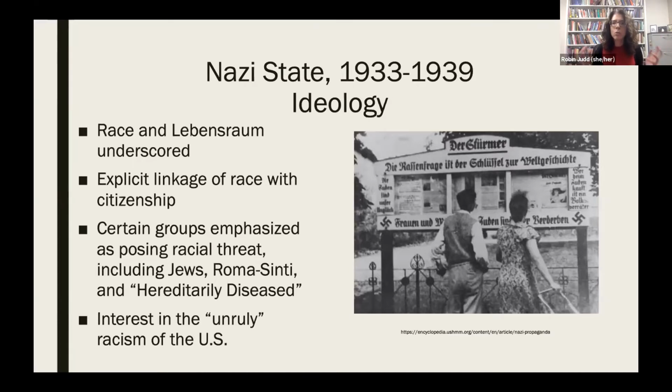And those include Jews and Roma Sinti, but they also include those who are hereditarily diseased. And as early as 1933, the Nazi state enforces sterilization. And in 1939, it begins the so-called euthanasia program, or the T4 program. And in this period of 33 to 39, there's a lot of attention on the United States. There's fascination with the so-called unruly racism of the US, and there are questions as to how to separate the unruly racism of the United States from the very organized racism of Nazi Germany.